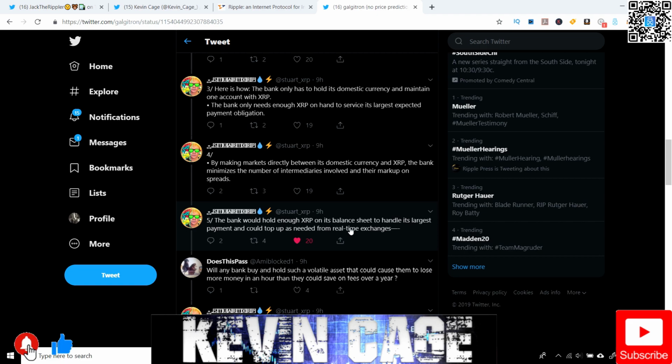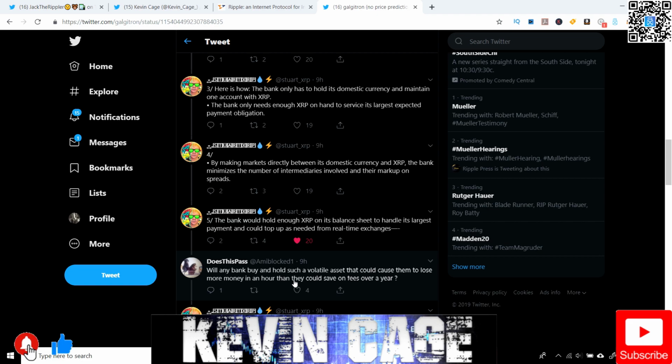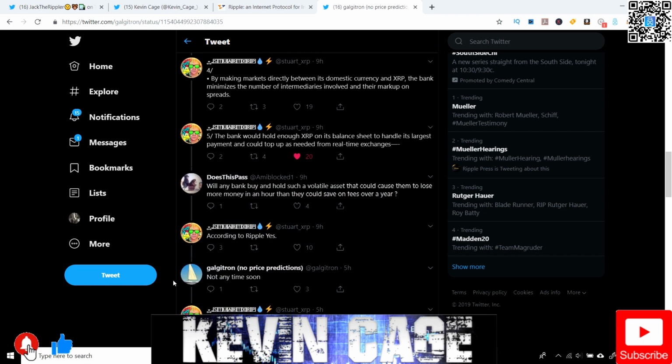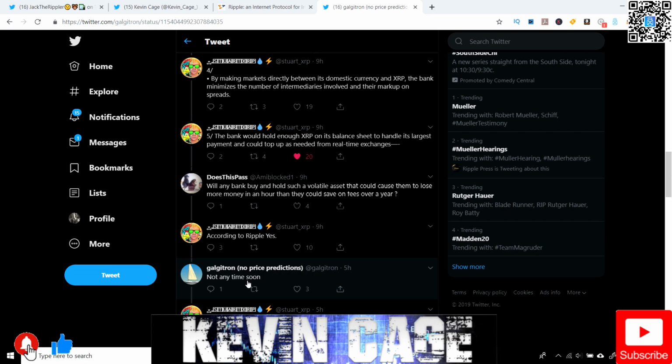And this has been said. I've heard David Schwartz say this as well, just explaining everything. And then there's a lot of people just asking, will banks actually want to buy and hold such a volatile asset? And according to Ripple and all the people at Ripple, yes. But again, Galgatron is very pessimistic, but he is a long-term believer in XRP.